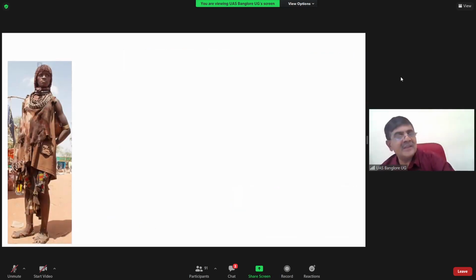So if you look here, in the olden days, the traditional people used to wear dresses. Earlier we did not have any cotton cloths. So what they used to do is kill animals, and whatever skin they got from the animals, they were using the animal skin in the form of dresses.